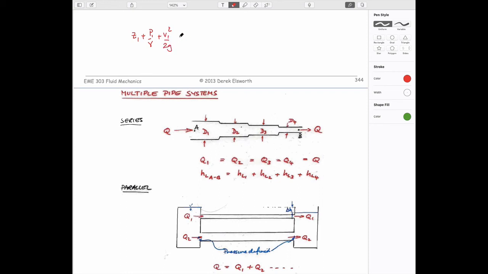And again, we've seen this many times, this standard expression. Morning, welcome.